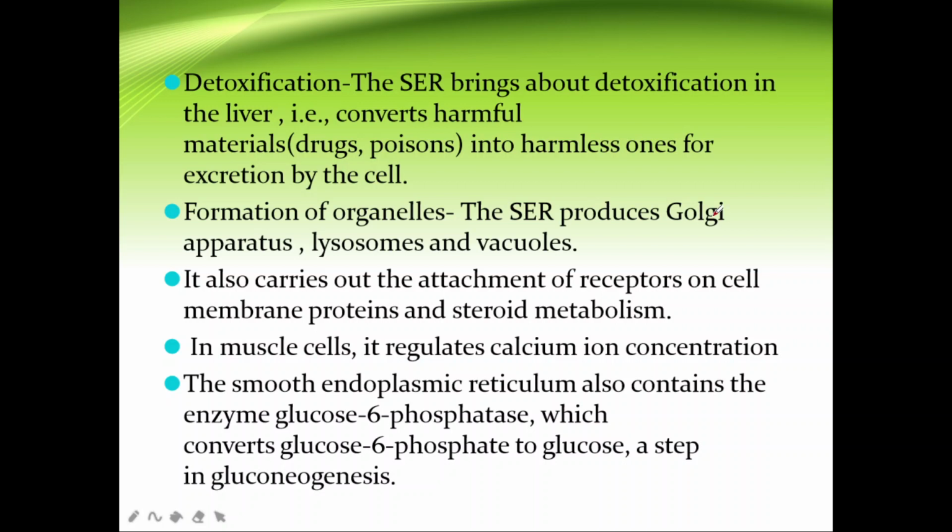Formation of organelles. The SER produces the Golgi apparatus, lysosomes and vacuoles. These organelles are formed by the smooth endoplasmic reticulum. It also carries out the attachment of receptors on cell membrane proteins and steroid metabolism. In muscle cells, it regulates the calcium ion concentration. The smooth ER also contains the enzyme glucose 6-phosphatase, which converts glucose 6-phosphate to glucose, a step in gluconeogenesis. So, in carbohydrate metabolism, it functions in this way.